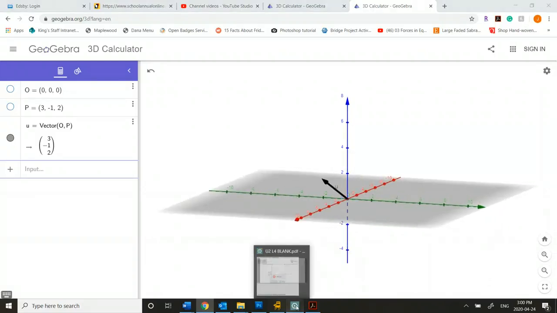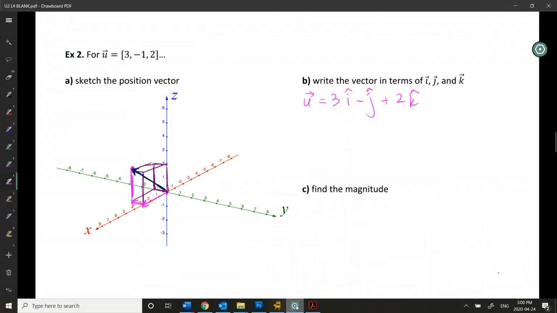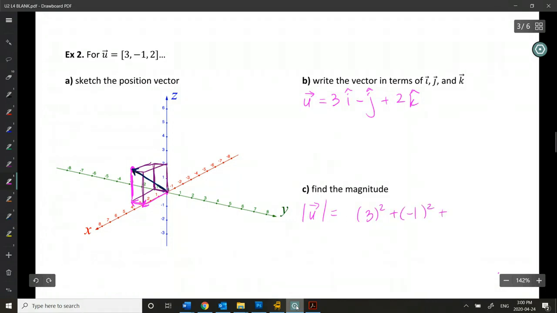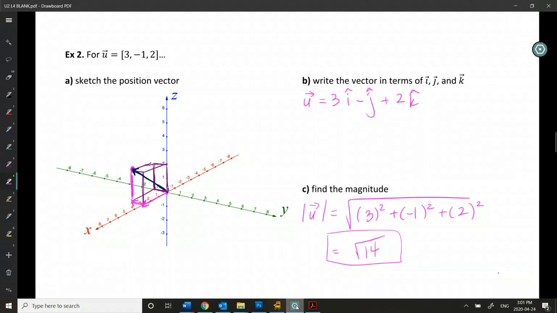So there it is. All right, so going to the magnitude of the vector, we're going to find the magnitude by taking the squares of each of the components and adding them, and then we'll take the square root of that value. So we're getting 9 plus 1 plus 4, which will give us root 14. Wherever possible, we're going to leave our magnitudes as exact values and as simplified radicals.